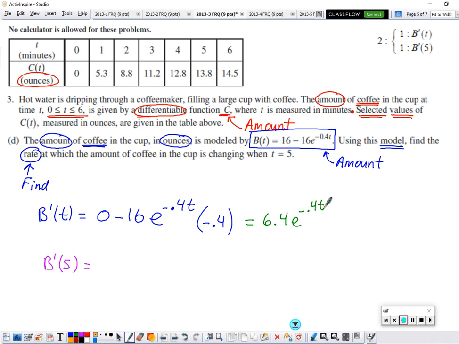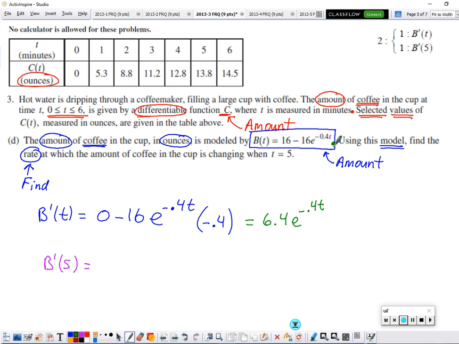Anybody else? Please, Mary. No one talk, I can't hear. I was really confused at first because it's the amount of coffee in the cup in ounces, which I thought was 60. So I put B of T equals 60. Right, you just read a little bit too fast. The amount of coffee in the cup, because we're talking about an amount, in ounces, is modeled by this. So that part you did understand correctly. Here's the difference.